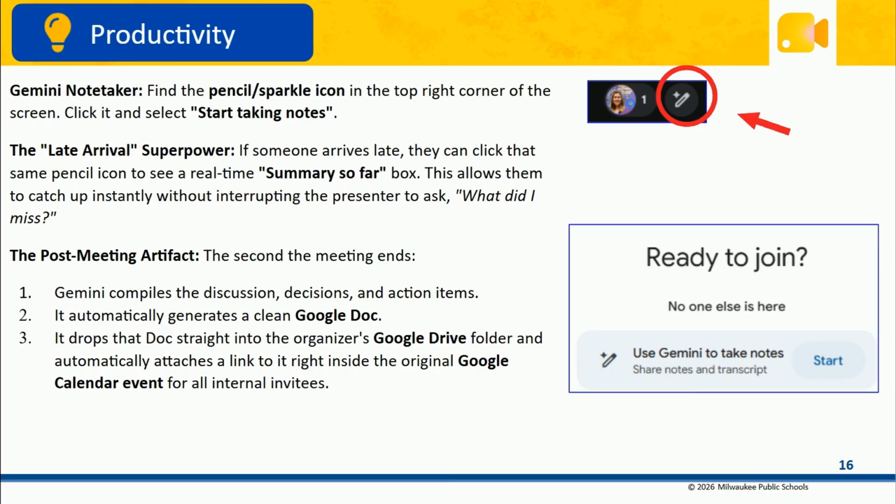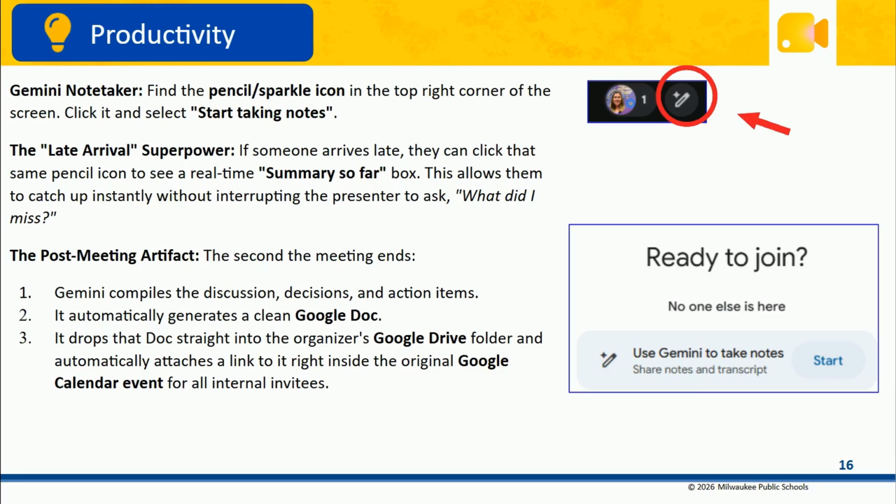Productivity. Something similar to Microsoft Teams, you are able to have it take notes for you. Within Google Meet, this is a Gemini note taker. It is located in the upper right-hand corner when you are in the Meet. It's like a pencil with the little Gemini symbol next to it, or they call it a sparkle icon, and you can say start taking notes.